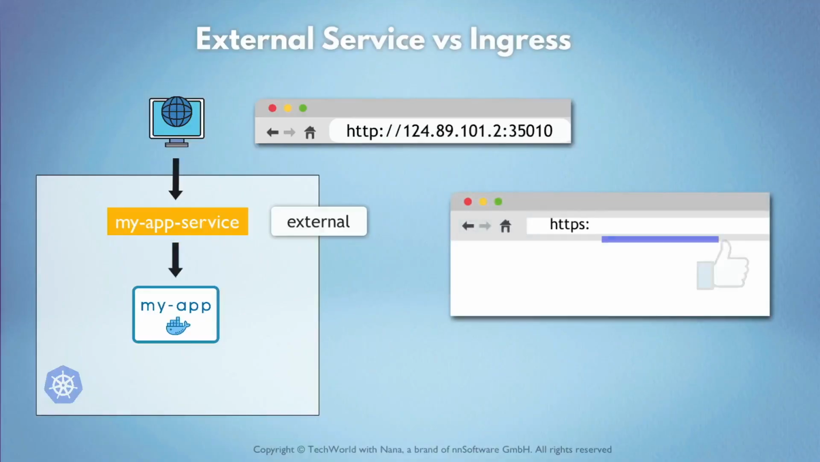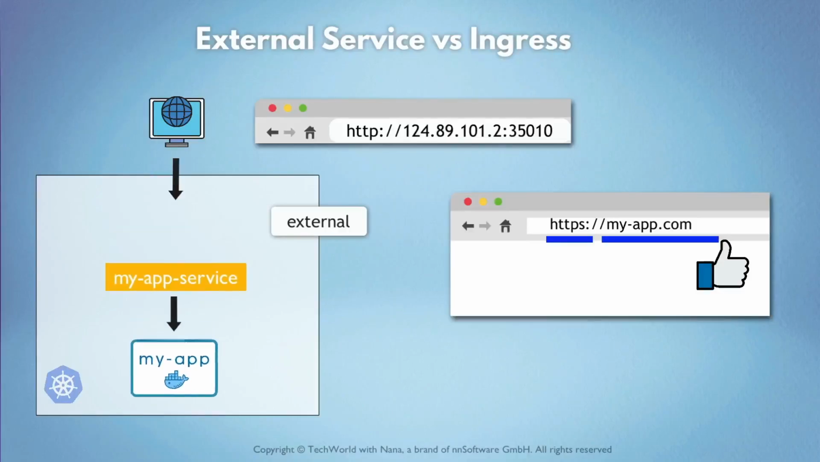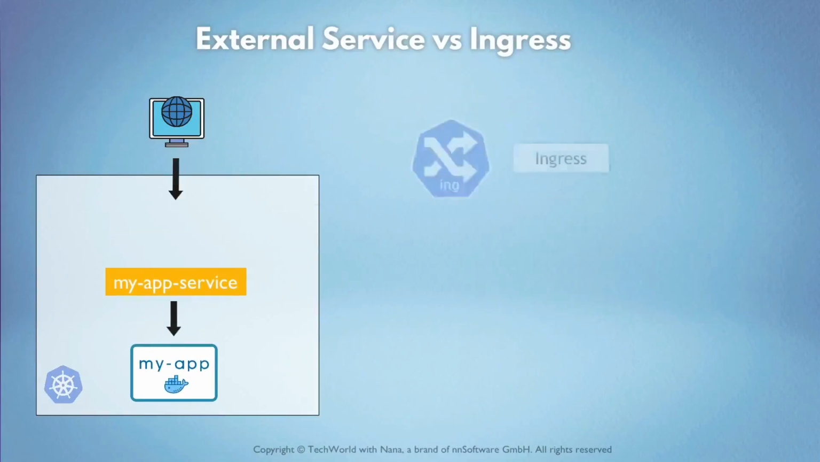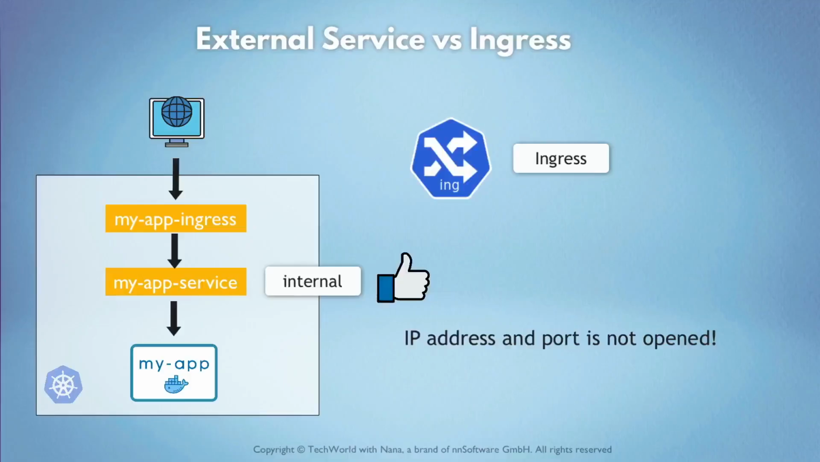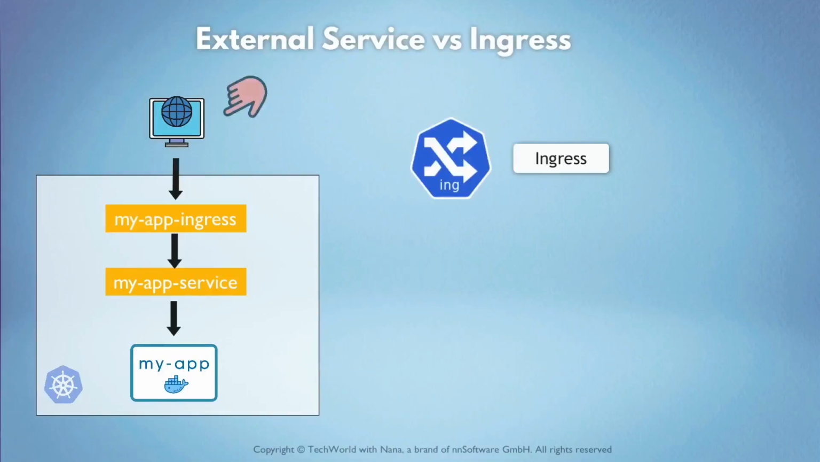So you have a domain name for application and you want a secure connection using HTTPS. So the way to do that is using Kubernetes component called Ingress. So you'll have a my app Ingress, and instead of external service, you would instead have an internal service. So you would not open your application through the IP address and the port. And now if the request comes from the browser, it's going to first reach the Ingress, and Ingress then will redirect it to the internal service, and then it will eventually end up with the pod.